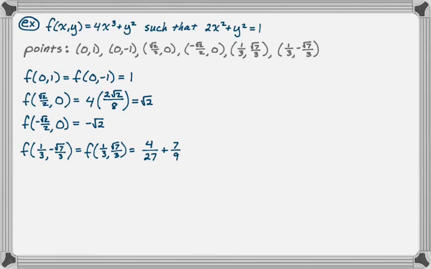So 7 over 9, I'm going to multiply by 3 over 3, so 21 over 27 plus 4 over 27 is 25 over 27. So 25 over 27 is less than 1. Radical 2 is bigger than 1, so the biggest value you can possibly get for this function on this constraint curve is radical 2. And it occurs at root 2 over 2, 0, but usually you don't care about that, you just care about the value. And then the minimum value is obviously the negative one, negative root 2. So we got a minimum value of negative root 2, maximum value of root 2.